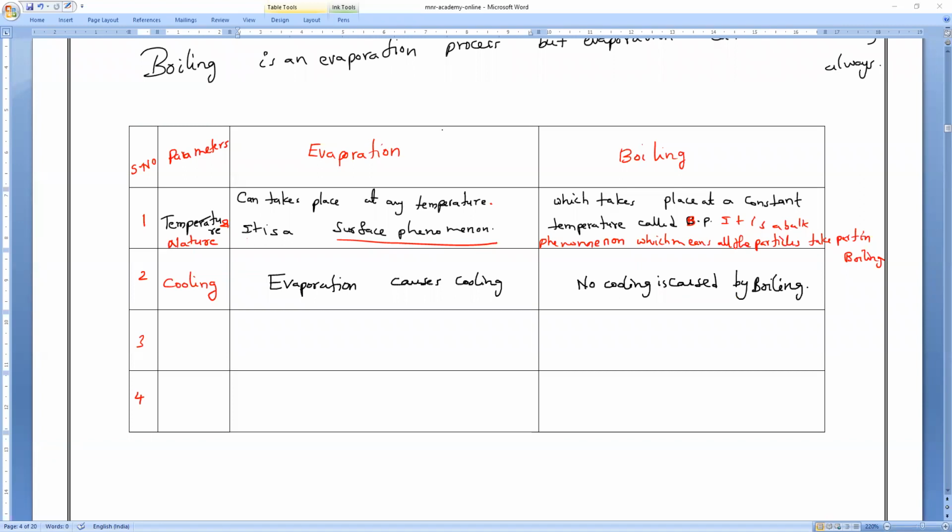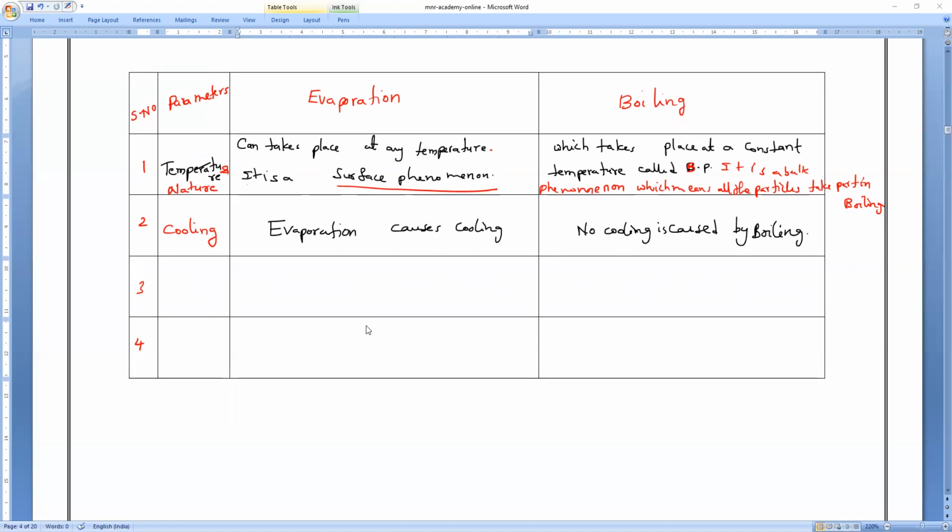Any doubt, sir? Yeah, tell me, Mari. Sir, in boiling, the first one, temperature, it is a bulk phenomenon, which means all the particles take part in boiling. Yes. Lingesh, Puriyamara, Nivedan. Yes, sir. Who is missing? Gokul Raj is missing. Is Kishore there? Kishore, Agalya. Okay. So everybody clear? Cooling. Next.